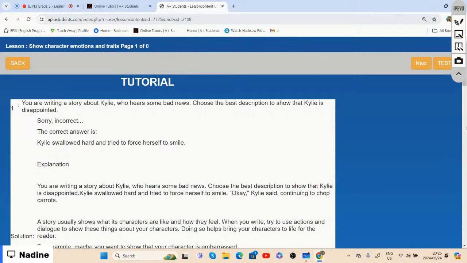We need to choose the best description to show that Kylie is disappointed. So it says you are writing a story about Kylie, right? Who hears bad news. Just try to think how you would feel if you were to get bad news. Just think of maybe you getting a report and it's not what you had expected. How would you feel? How would you feel emotionally, right? How do you think you would describe the disappointment that you'd be feeling?